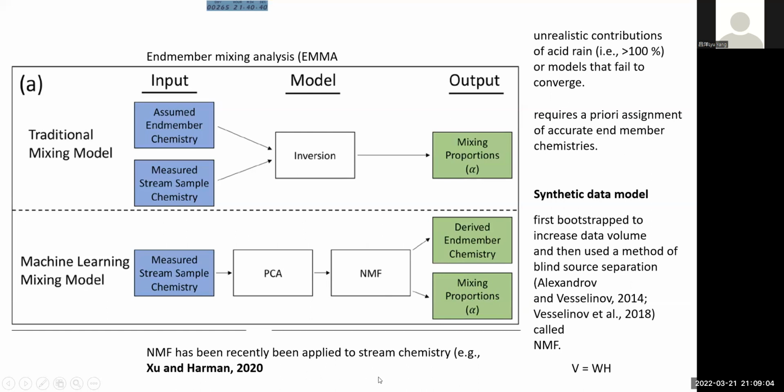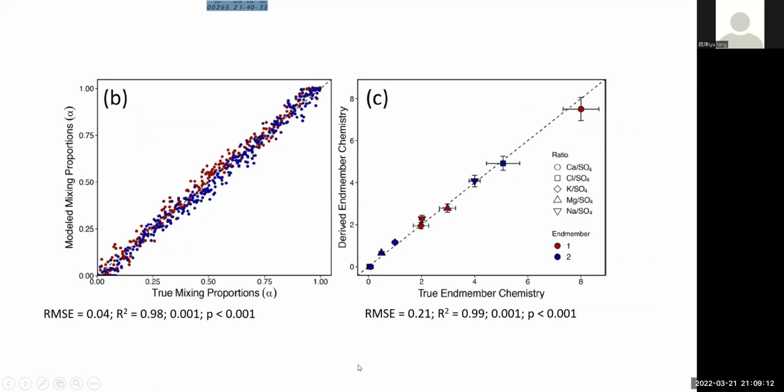But for stream chemistry analysis, it has only been used recently, and the paper reference has been given. Using this model, they have shown these outputs. This is the model mixing proportion and these are the true mixing proportions. They used synthetic data, and we can see the predictions almost match, falling on the same line. For true end member chemistry as well, the fitting is very good. The R-square value is 0.98, and in this case it is almost 0.99.